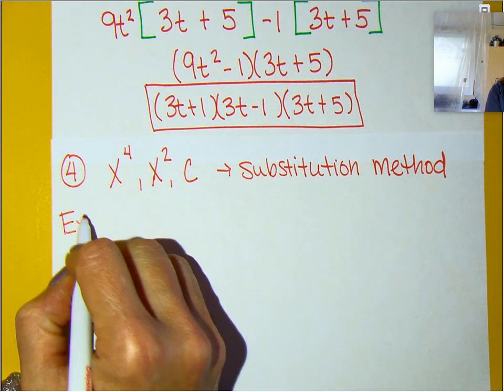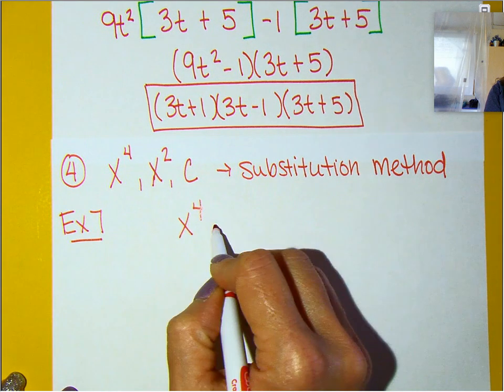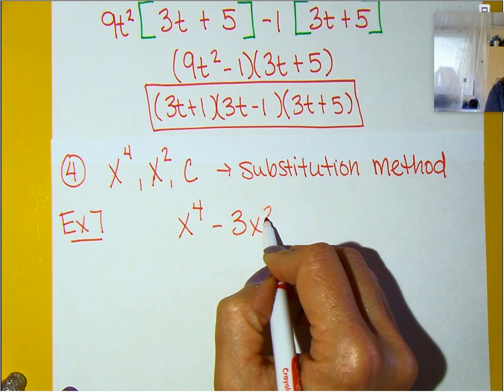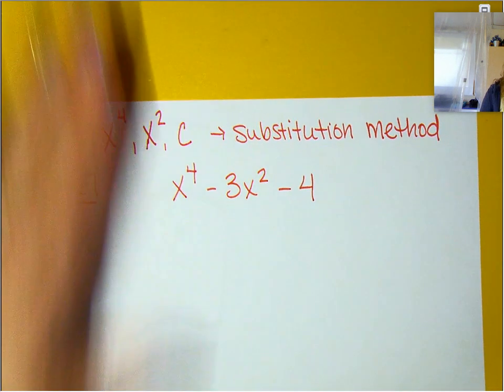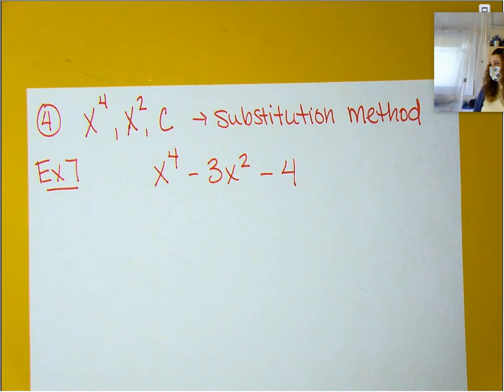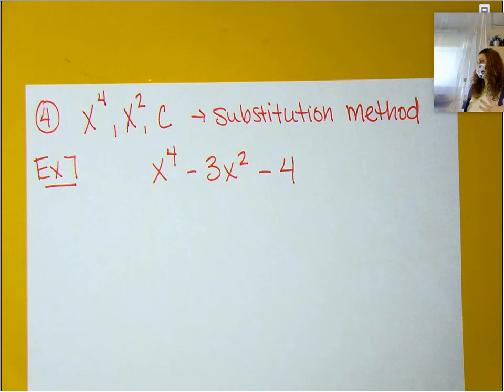So we're going to do one. That's the best way to learn this. Let's say we have x to the fourth minus 3x squared minus 4. All right, so what we're going to do here is I can do factoring with a trinomial, right? Like we've done first time class, I use some of the middle number.